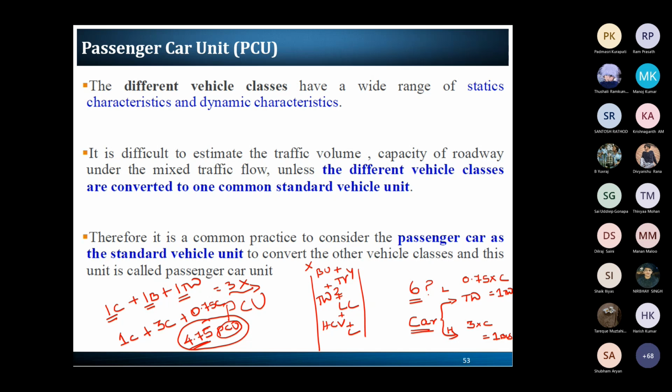Different car dimensions will be there, so for the understanding, research analysis and practical implementation of any facilities, all the traffic, the different kinds of vehicle classes, are converted to one common standard vehicle, which is nothing but the car. That is defined as a passenger car unit.